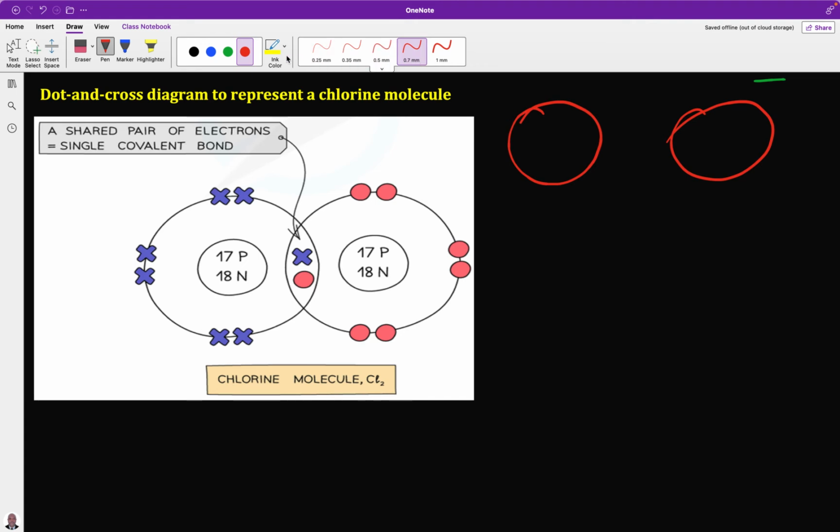This is one of chlorine. Sorry, 2 atoms of chlorine. 1, 2. Yeah, these are the 2 atoms of chlorine. There is one here. So now the other one will do what? 1, 2, 3, 4, 5, 6, 7. So when they come together, what becomes of them?